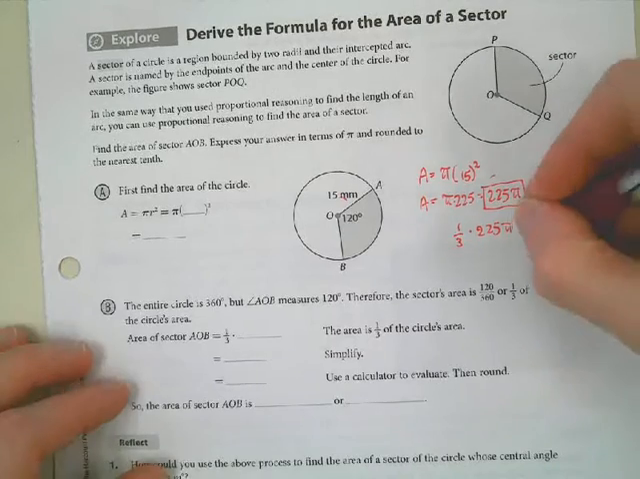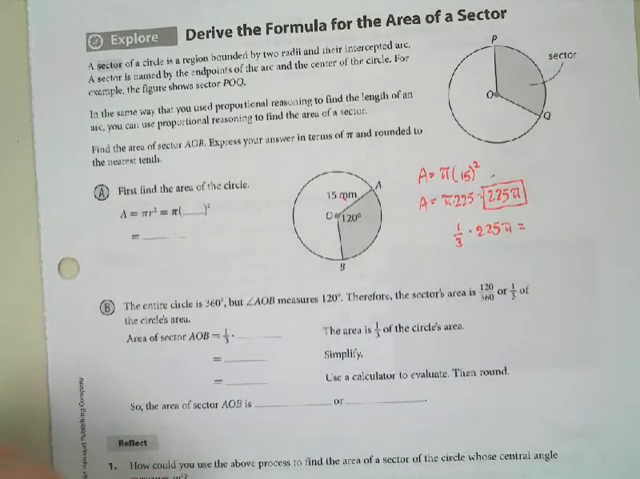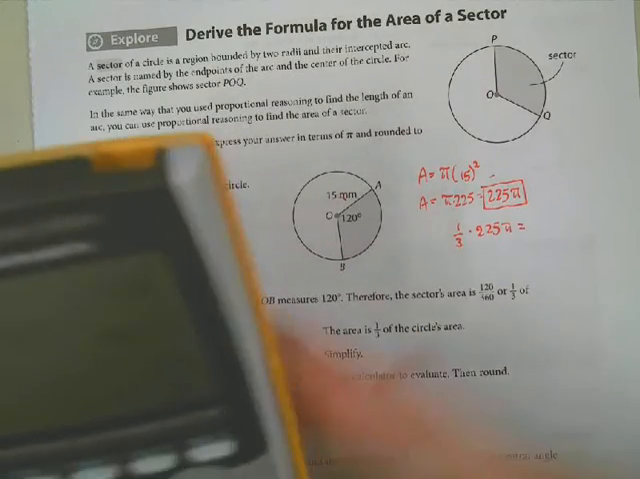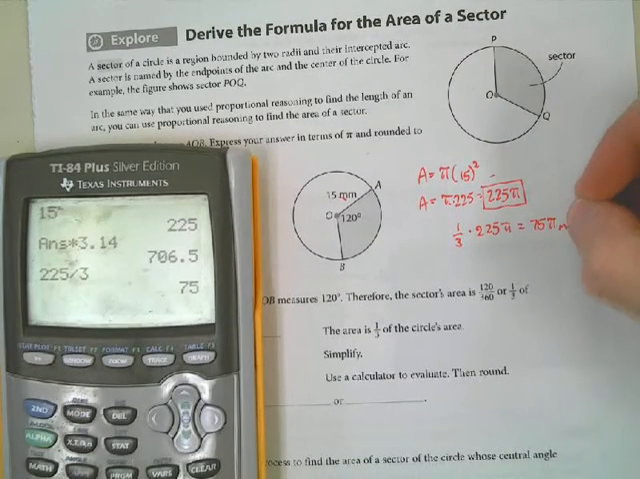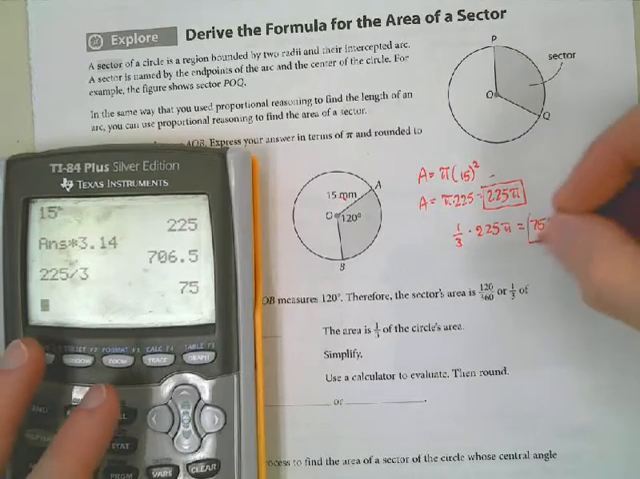And so let's see here. Ooh, that should actually work out nicely. So 225 divided by 3, 75. So 75 pi millimeters squared, we'll say, is the precise area, okay?